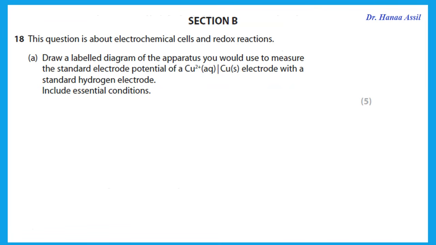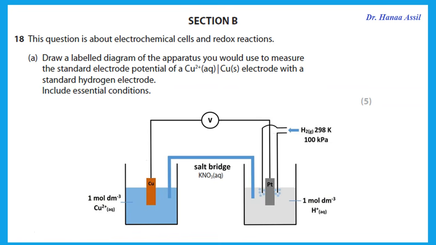This question is about electrochemical cells and redox reactions. Draw a labelled diagram of the apparatus you would use to measure the standard electrode potential of a copper 2+ copper electrode with a standard hydrogen electrode, and include essential conditions. You should be able to draw this. The hydrogen half cell has hydrogen gas coming in on the right there at 298 Kelvin and 100 kilopascal. And then it is dipped into a solution of 1 mole per dm³ of acid, like sulfuric or HCl.